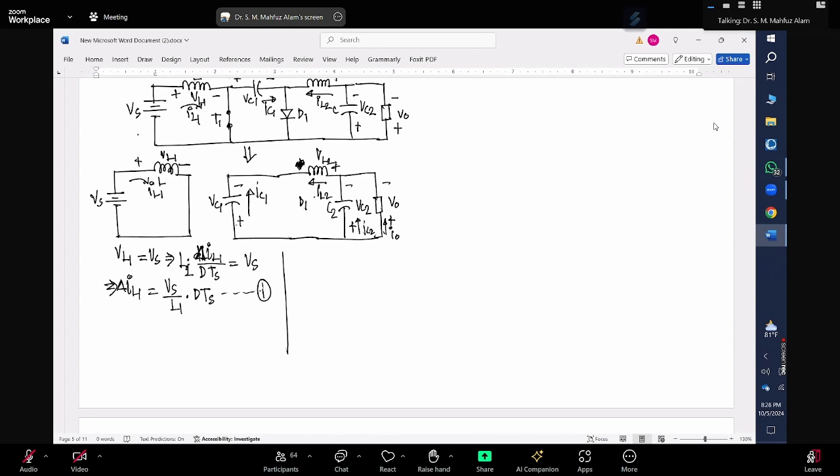And what is the relationship between your source current and the inductor current? Suppose this is my source current. So we can write your IS should be equal to IL1, right?